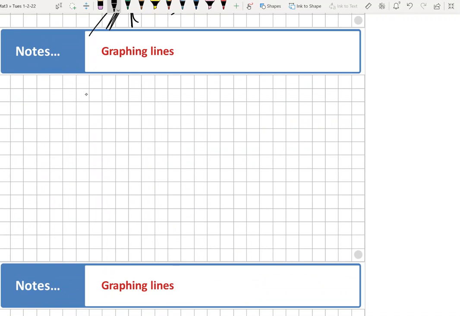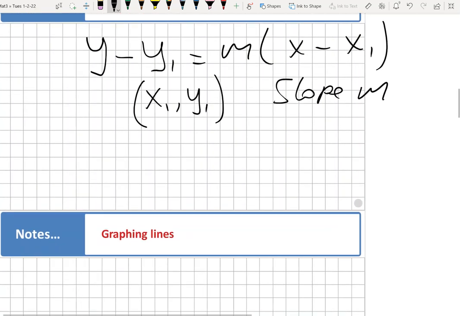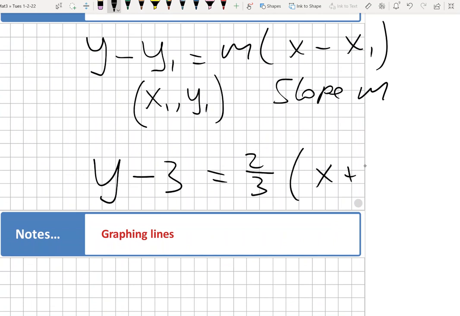Another form, which is the formula halfway down page 18, is the point-slope equation, where x1, y1 is the point, and the slope is m. And so what does that look like in reality? Well, you might be given an equation like y minus 3 is equal to 2 over 3 times x plus 5.